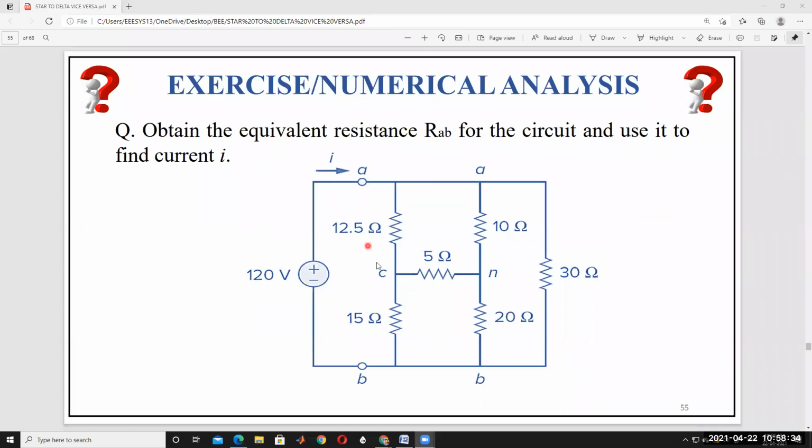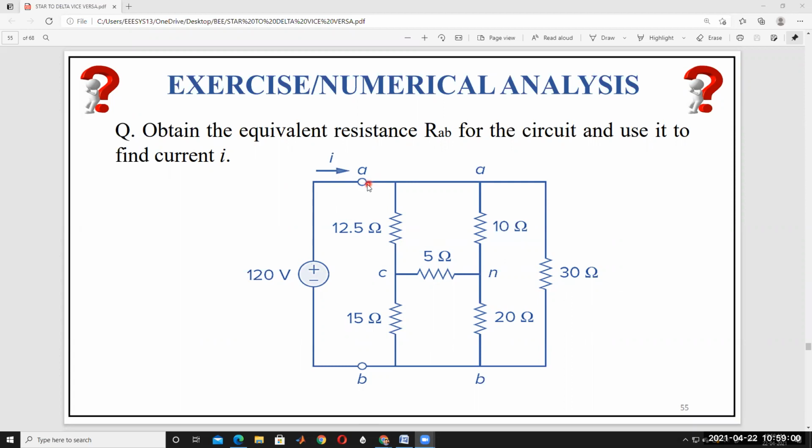So this is called one assignment problem. Obtain the equivalent resistance RAB for the circuit and use it to find current I. So find the total resistance between A and B. Then the current I is nothing but V by R, 120 divided by this total resistance. You will get current I.